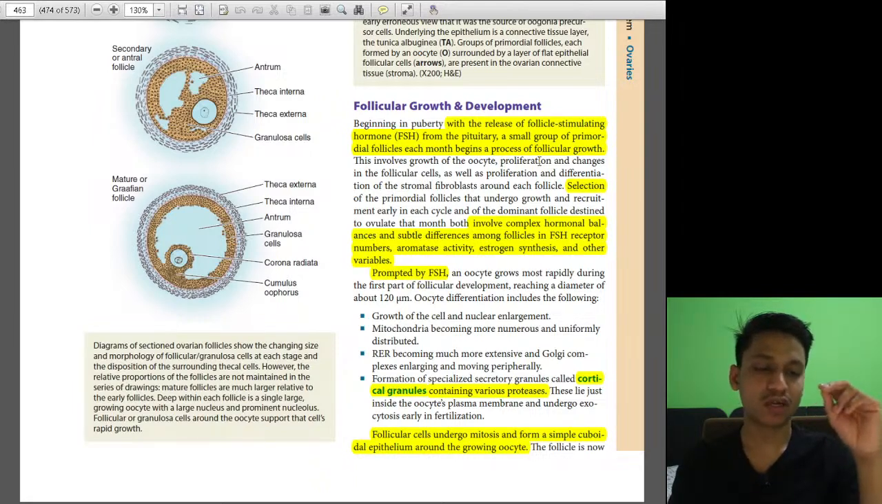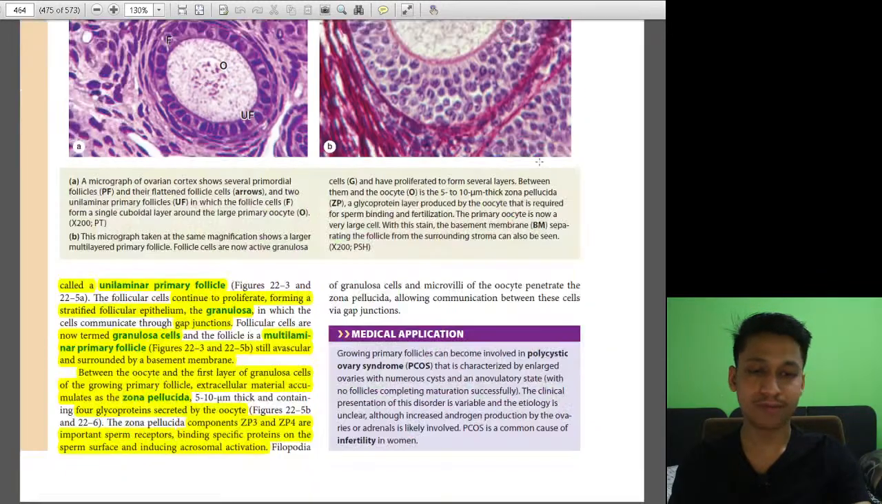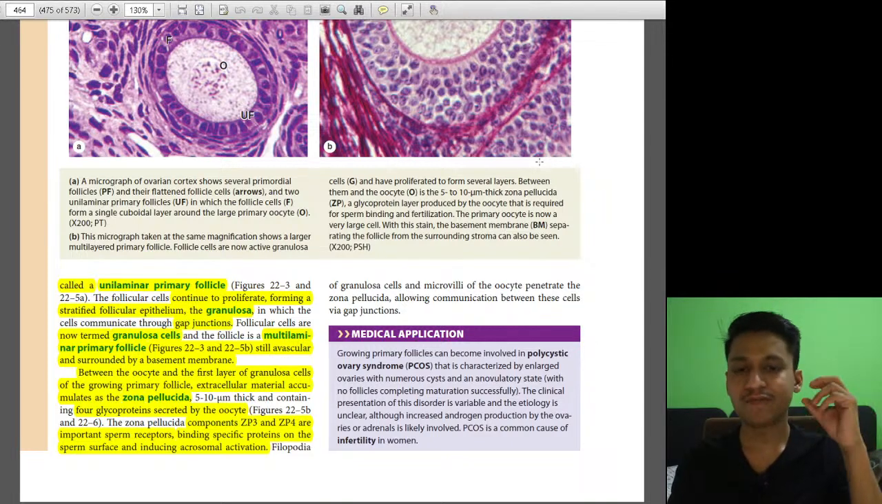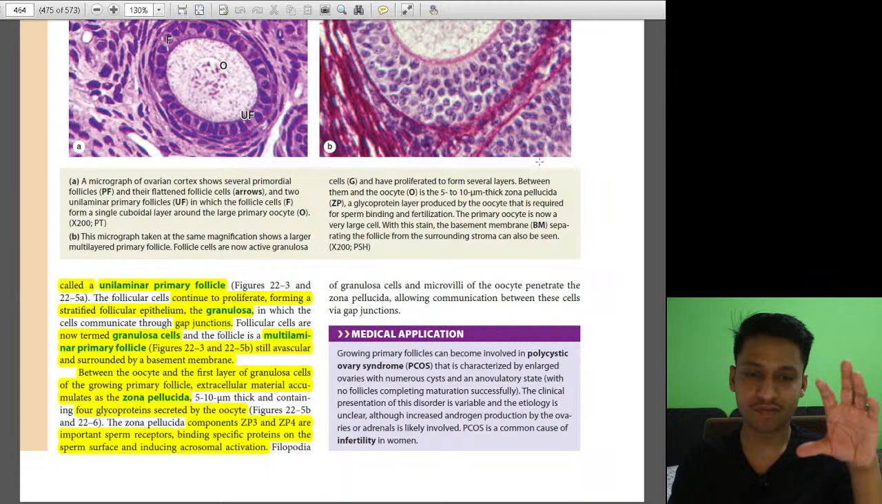These follicular cells grow around the oocyte and get multilayered. The follicle is now called a unilamellar primary follicle. Right now, it's still a single layer, but thick, and it's cuboidal. The follicular cells continue to proliferate, meaning grow, forming a stratified follicular epithelium, the granulosa.